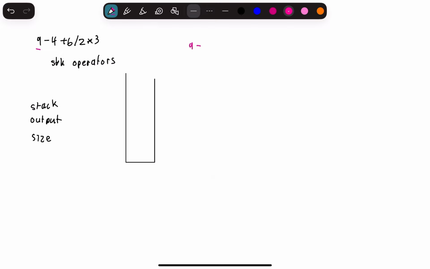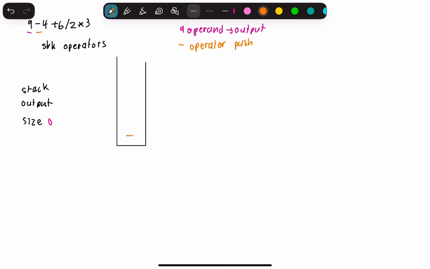Well, 9, that is an operand. And the operands, they go to the output. Now, what about this negative sign, the subtraction sign, right? The subtraction sign is going to be an operator, and operators, you push that. So first we start off with a size of 0. But now that we have that subtraction sign, you put that onto the stack here. The size of the stack is now 1, and your output is 9 from earlier.